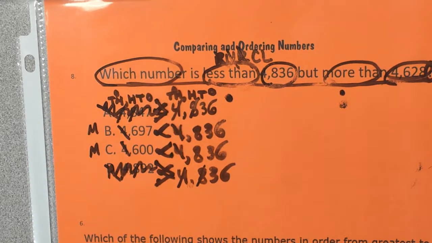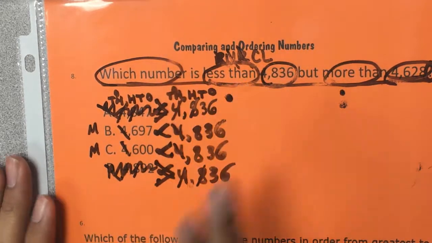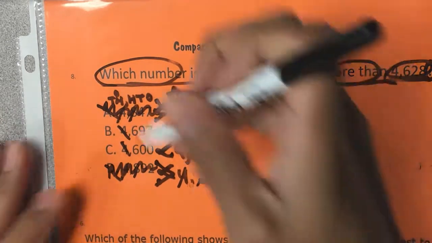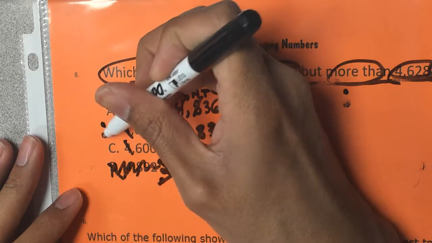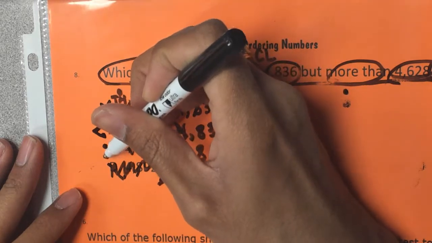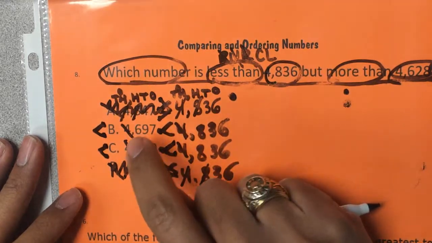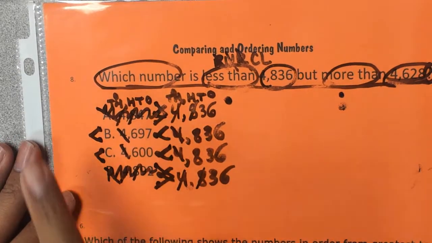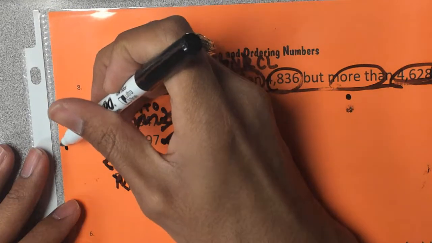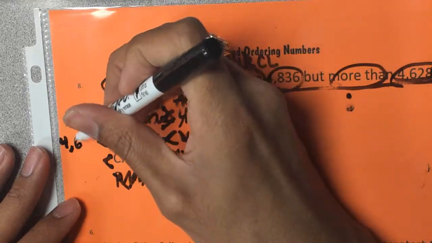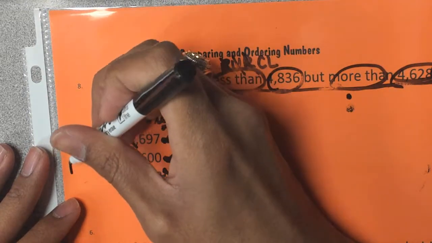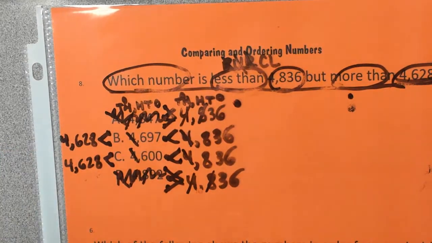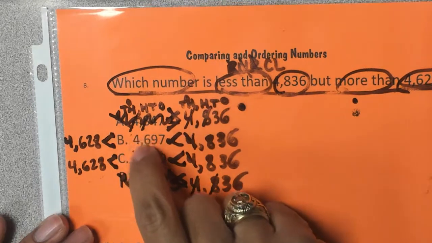So this time, instead of doing anything else over here, I'm just going to go over to this side. I'm going to erase my maybes, and I'm going to put my 2 dots, because it's saying that this number is bigger than this number. So now all I have to do is write this number on the other side. So I'm going to write 4,628, and again, 4,628.